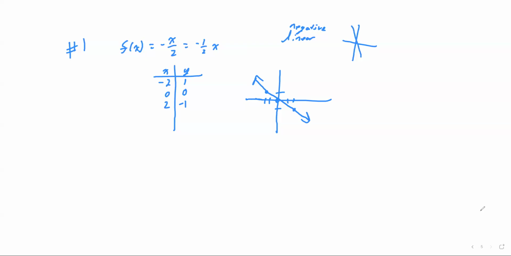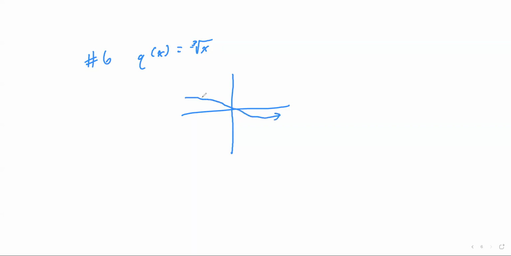So we'll do a few more. So let's look at number 6. It says q of x equals negative cube root of x. Again, because I can look at this as one of my parent functions, I know a positive cube root is going to do something like this, but then a negative one will do something like this. And again, choose some good values.